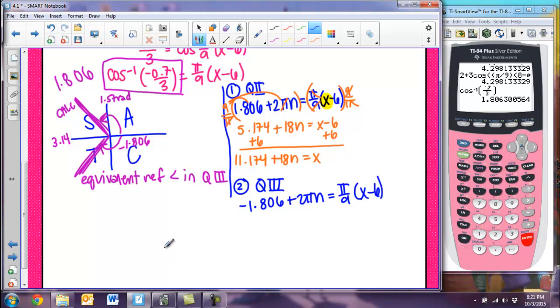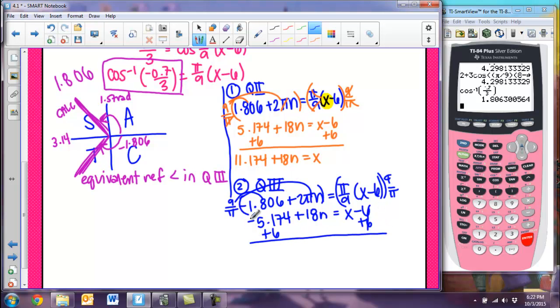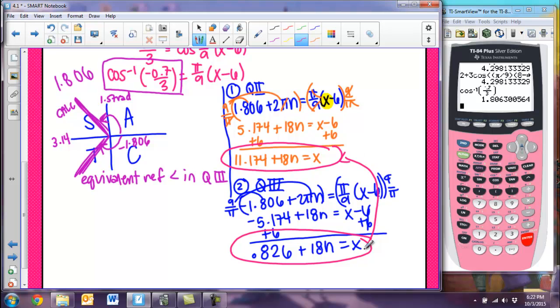And then you do the same thing. You solve this out for x, and so again, I'd multiply by the reciprocal, 9 over pi. My distribution would give me negative 5.174 plus 18n. Again, that second part shouldn't change. Then x minus 6, add 6 to both sides, and again, use your calculator on this. Make sure that you're not messing up easy stuff in here. And you'd find that your other general solution would be 0.826 plus 18n equals x. So the two answers that they were looking for here are this one and this one. These two are my general solution.